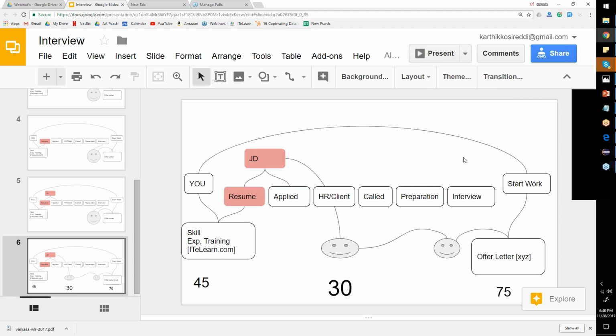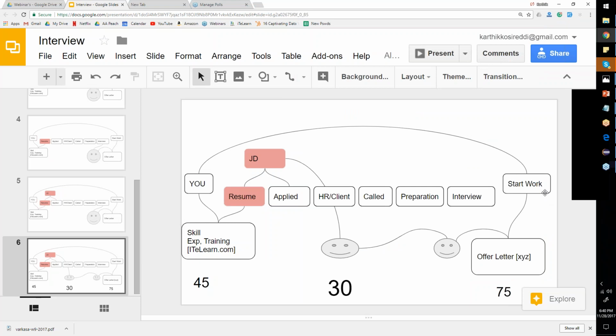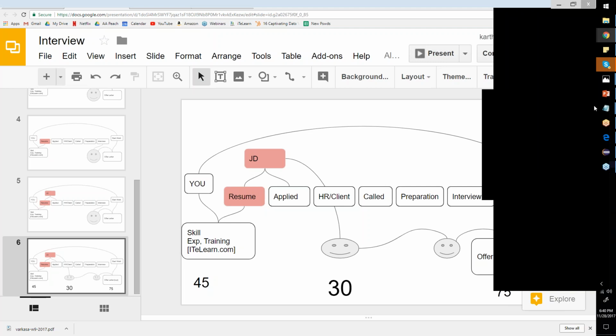So now what is your goal, team? We have not yet come to QA automation testing. Is your goal to start work? Is there any other goal? The only goal is to take care of everyone in that cycle. Your only goal right now is to make this person happier. That's your primary goal. They should feel confident that you are the right candidate for this job.